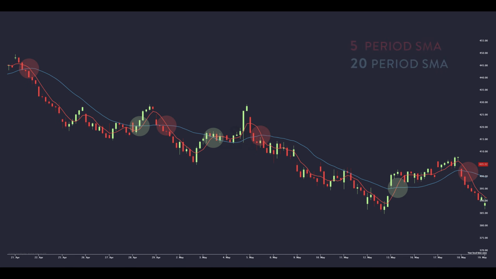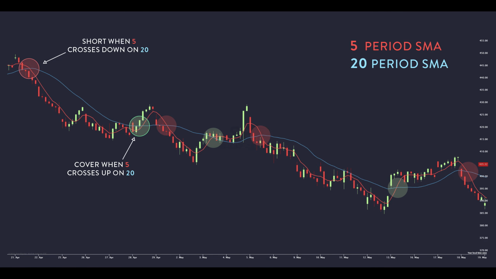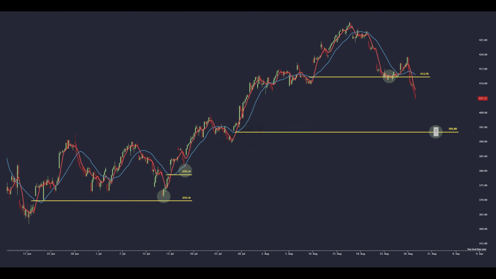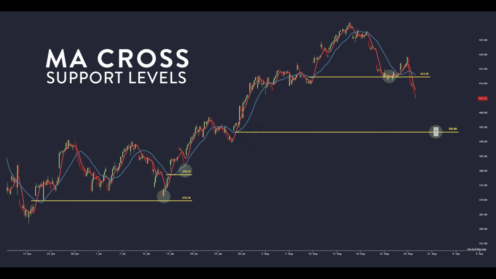When a shorter length moving average crosses down on a longer length moving average, that's usually considered more bearish. In this instance, we'll also look for price closing below both MAs to give us a bit more confidence in going short. Still, another way to trade the moving average crosses is to observe the level at which they cross. In some instances, these levels can act as support or resistance to price during pullbacks or extensions.